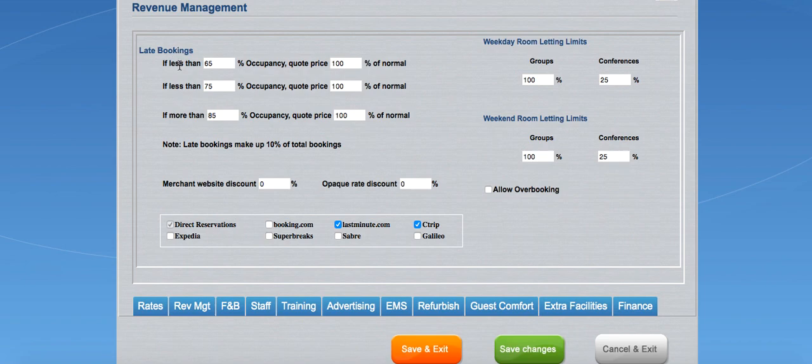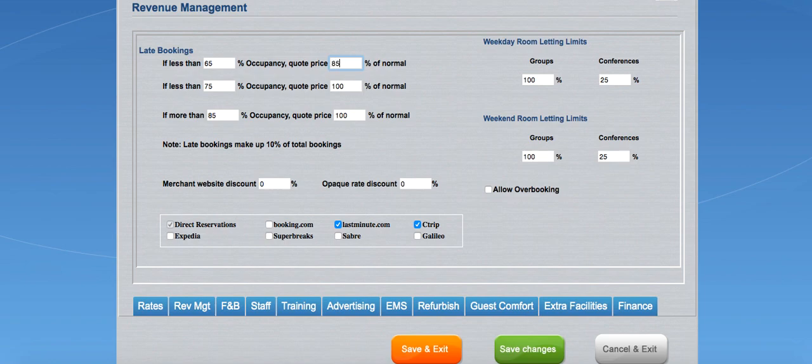What this tells us is that if we have less than 65% occupancy, here on this first line, which I'm highlighting at the moment, at the time the late booking window opens, which is 1 week, so 7 days before date of stay, then quote a price which is 100% of normal. So at the moment, we're not offering any discount at all.